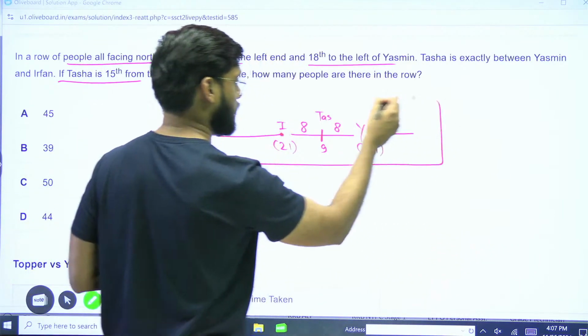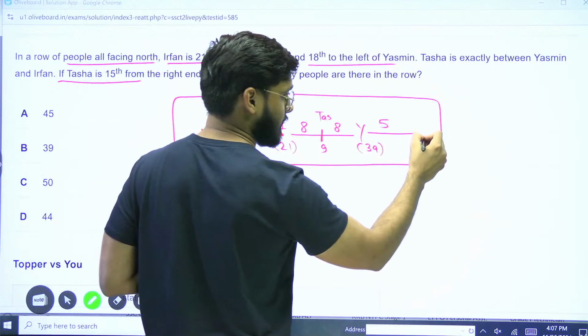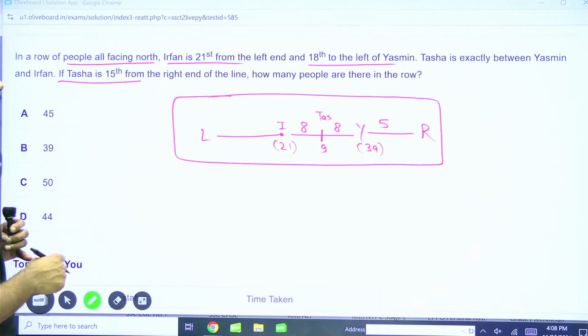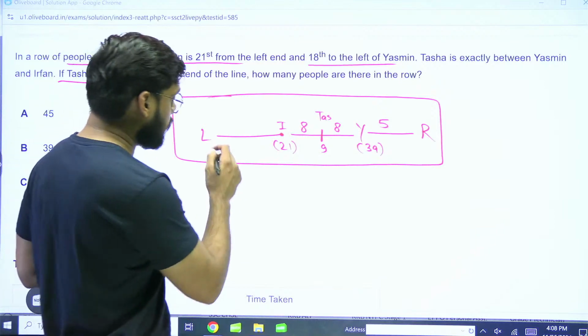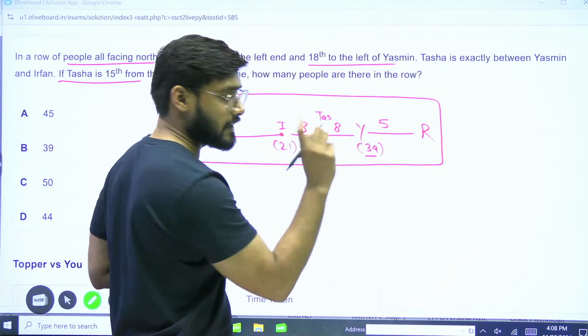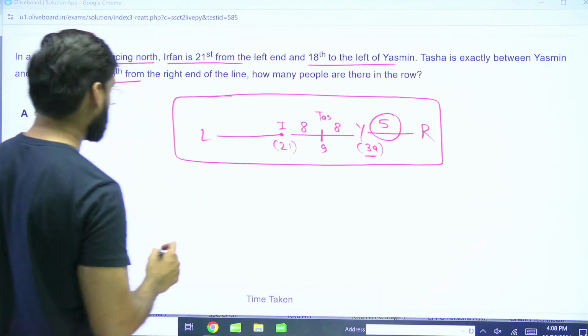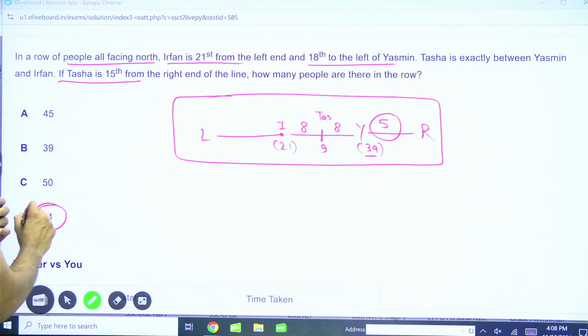This is the arrangement that we can make for this question, and this is the right hand. How many people are there in the row? We need to count the number of people in the row. So from left hand up to Yasmin, 39 were there. 5 we have counted new. So the answer should be 44, option number D. Let's mark D option.